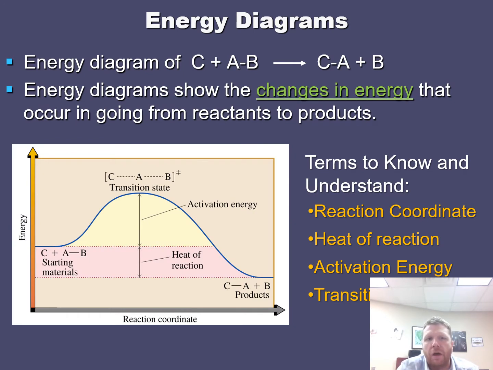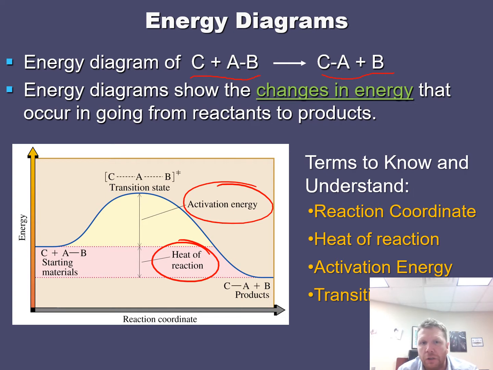So an energy diagram looks a little bit like this. What we have here is an energy diagram of C plus AB, and what we result in, our product, is CA plus B. Energy diagrams show the changes in energy that occur in going from reactants to products. What I want y'all to know about is this activation region right here, the heat of the reaction, which is right here, our transition state energy, which is right up here, and the reaction coordinate. Your reaction coordinate shows basically the pathway of our free energy change.